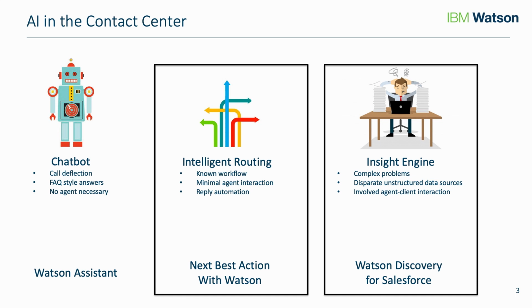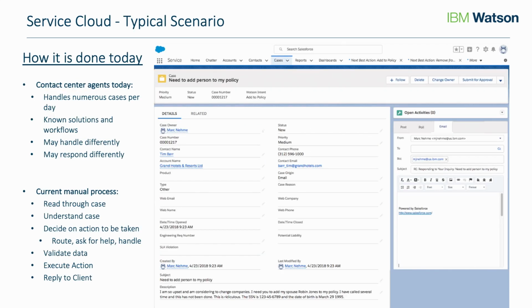But what we're going to focus on today is two other areas. One of them we call intelligent routing, so helping agents do their job more quickly and easily, more efficiently. And we have something called Next Best Action with Watson. And also the insight engine piece, so surfacing relevant knowledge articles to our agents. Agents are always trying to look up documentation. They need to know how to do things. We're going to look at one of our App Exchange offerings called Discovery for Salesforce. And again, then we're going to dive into how we build some of these things and how easy it is.